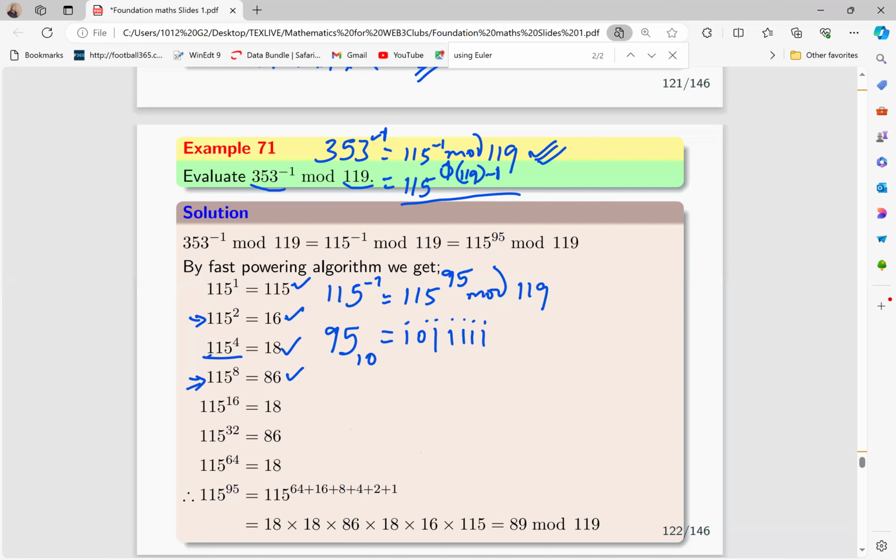Square 86 to get the next one. 86 squared, just a minute, where is mine? Let me write again. 86 squared is 7,396, divided by 119.